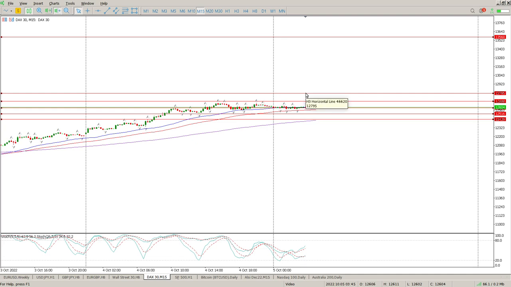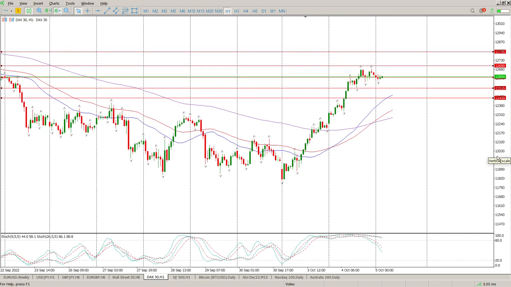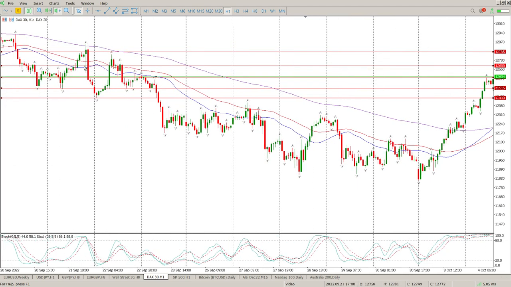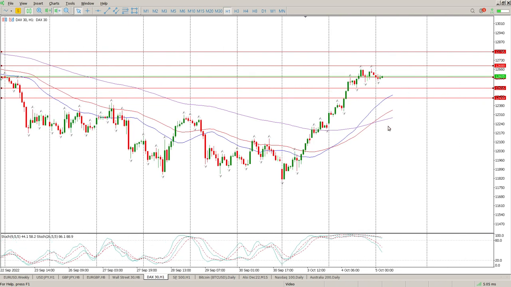If you start getting through this 12,795, then your next level is pretty much up here in the 13,500 area. But I would be a little bit cautious of that at the moment. You can see it's going to take a lot to break through this structure to the left. So that's kind of my view today.